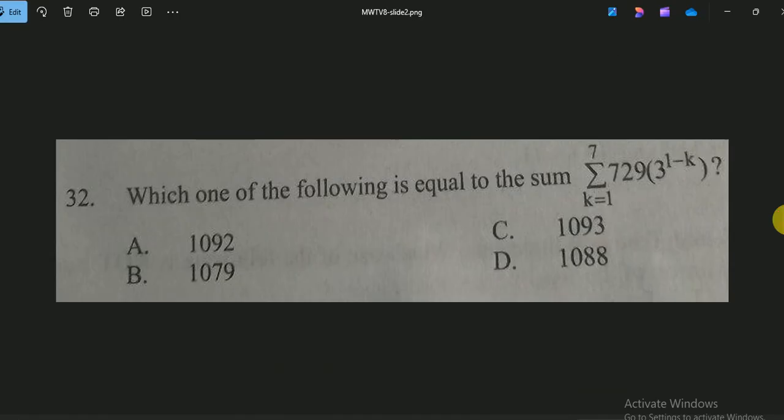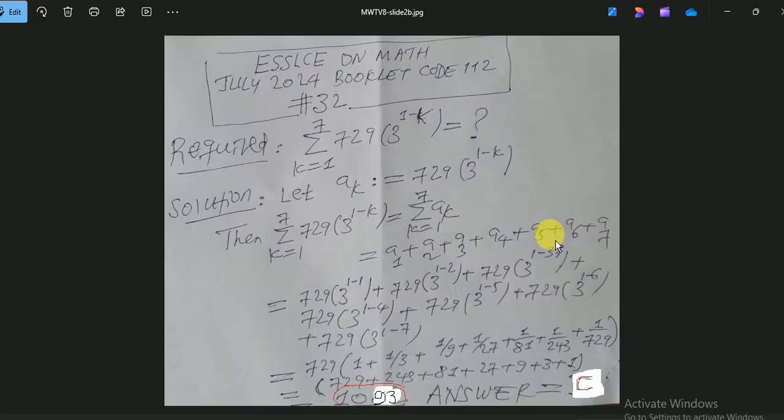Problem number 32. Which one of the following is equal to the sum of these numbers? To answer this question, we have to remember the meaning of sigma notation. Sigma notation is also called summation notation. And what we do is replace the expression to the right of summation notation by simply ak. Call this ak. It's a function of k. It depends on k. Let us call it ak.